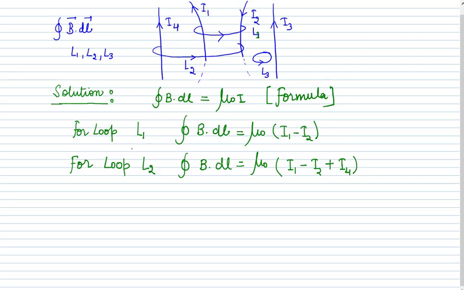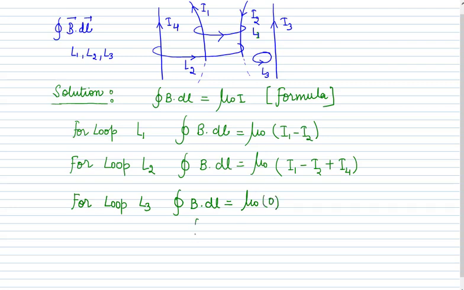So similarly we have written very easily for loop L1 and for loop L2, and if you come to loop L3, then again B dot dl is equal to mu naught. Now it is not binding any of the currents. So the value of current here is 0.